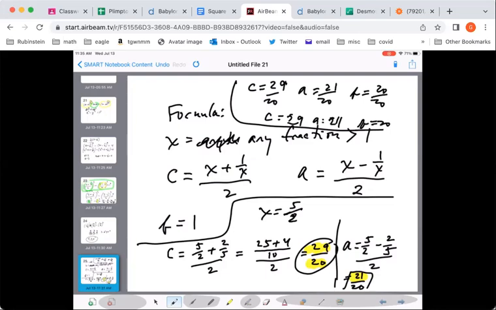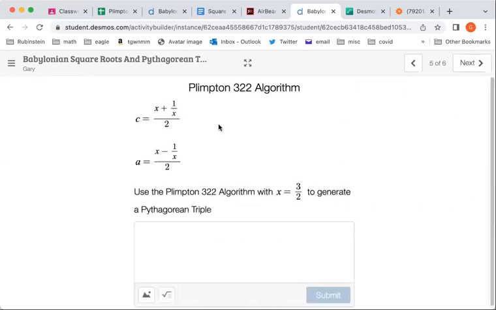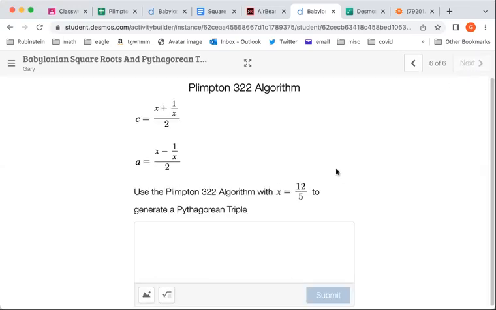So this is the algorithm. And now I'm going to give you a chance to go to work in groups and do this algorithm twice. Once with x equals 3/2, and once with x equals 12 over 5. And on the final, that's a very potential question: use x equals 12/5 to generate a Pythagorean triple with the Plimpton 322 method.